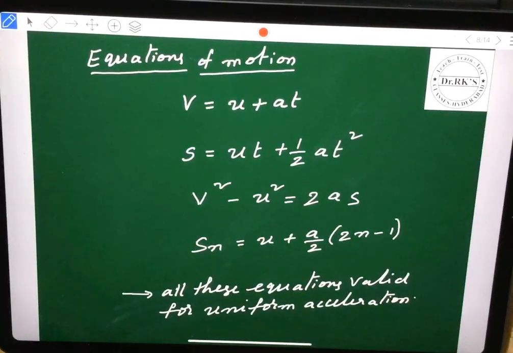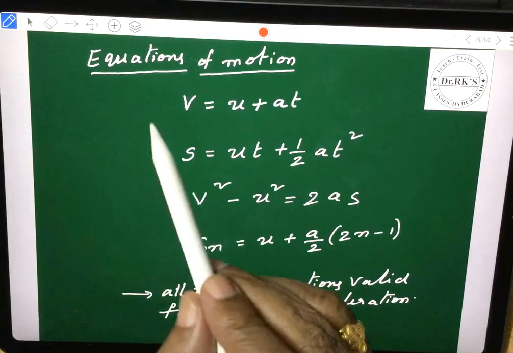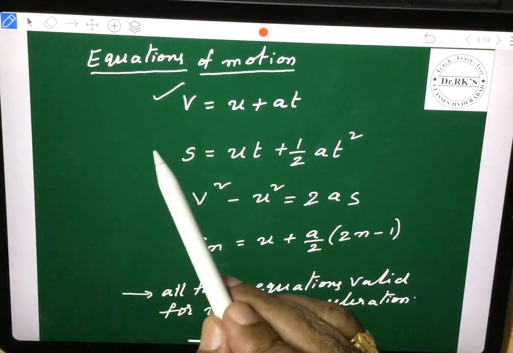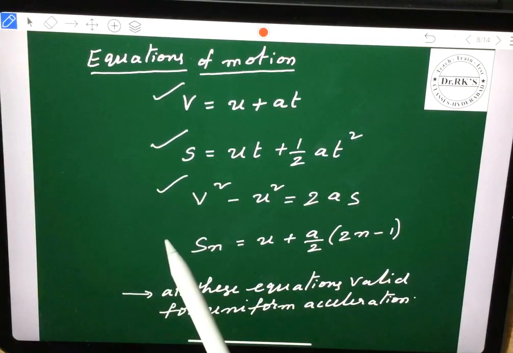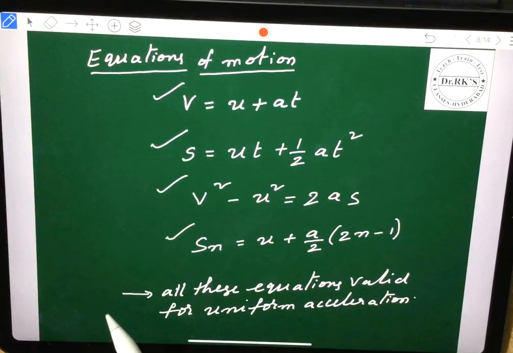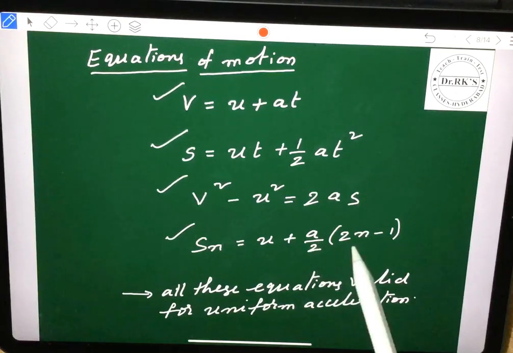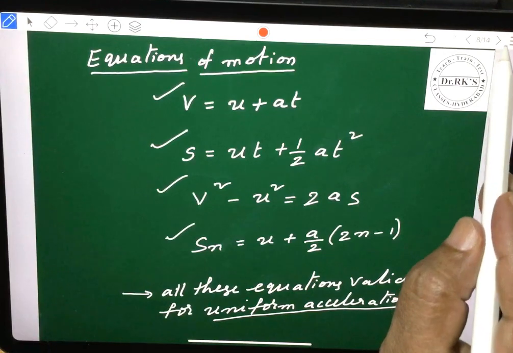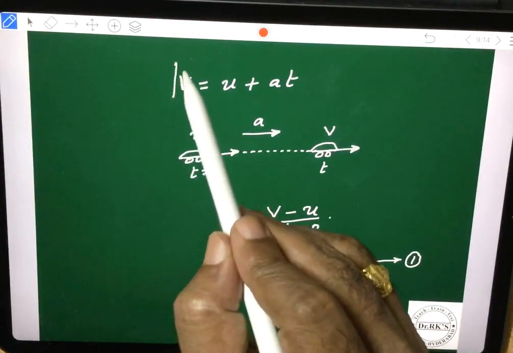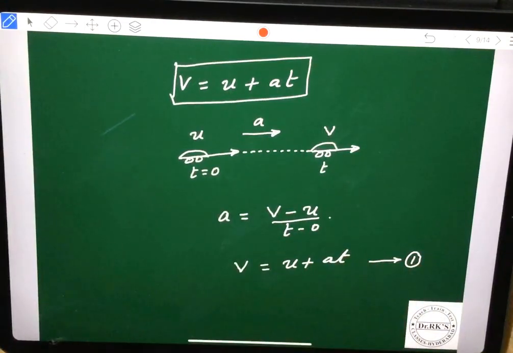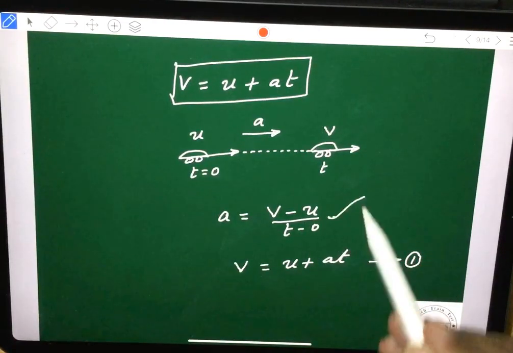Next, let us derive the equations of motion for a uniformly accelerated body, that is v is equal to u plus at, s is equal to ut plus half at square, v square minus u square is 2as, and Sn, the displacement during the nth second of a journey, u plus a by 2 into (2n minus 1). So all these equations are valid for uniform acceleration. Let us take the first equation, v is equal to u plus at. It is a consequence of the definition of acceleration.